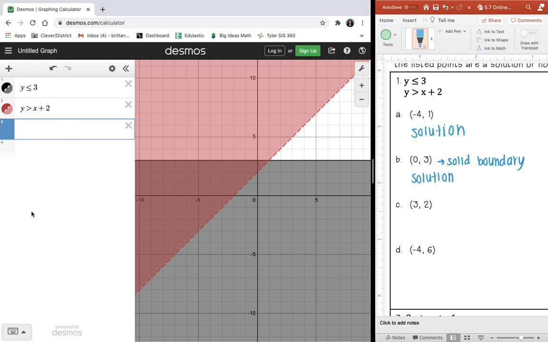Okay, let's try the next one, 3, 2. Okay, 3, 2, that does show up in a shaded area, but it's in just the black shaded area. So since it's not in the overlap, this is not a solution. And then looking at that very last point, -4, 6, I see, again, that one's in just the red shaded area, not the overlaps. This one's also not a solution.